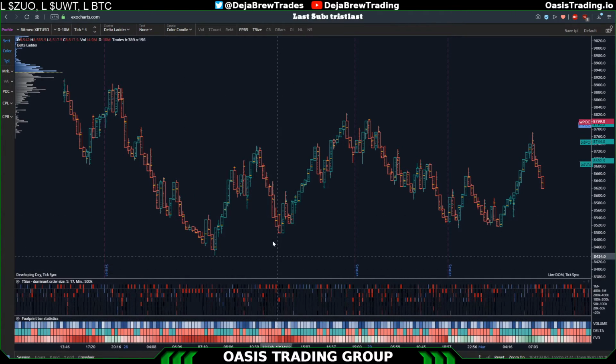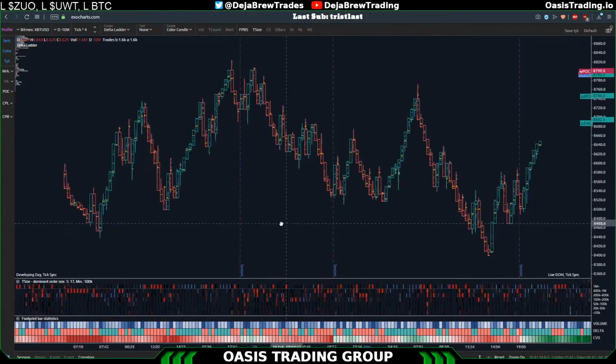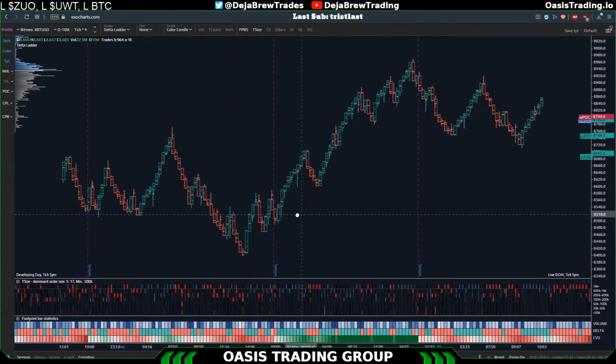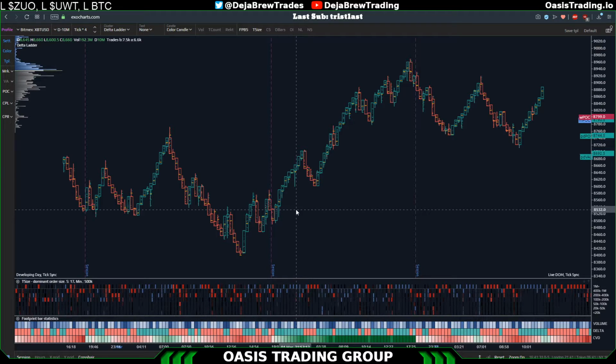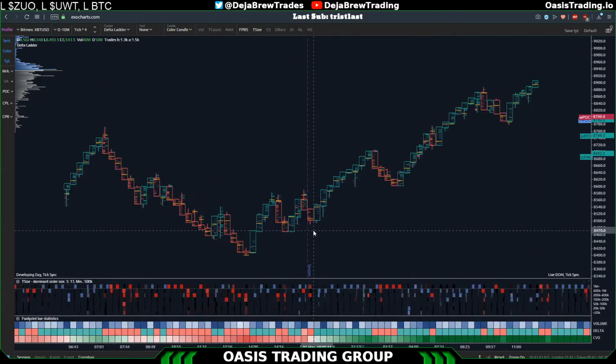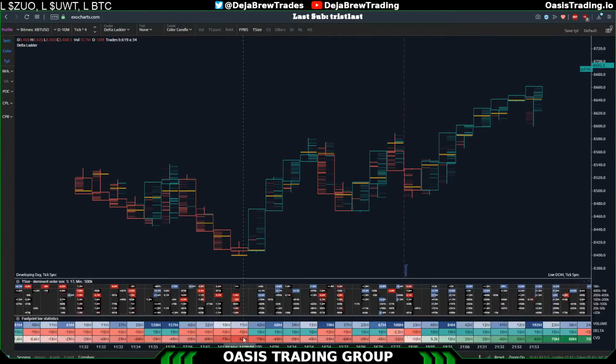So that is another way that I use the CVD. And basically what that's showing you is that the sellers are getting a little extended. They're adding on and adding on and adding on. You're seeing like negative, let me zoom in, negative 89 million towards the bottom. It's showing you that all the way down, the sellers are winning. They're winning the battle. The sellers are adding on top of each other, and they're just pushing price lower, right?